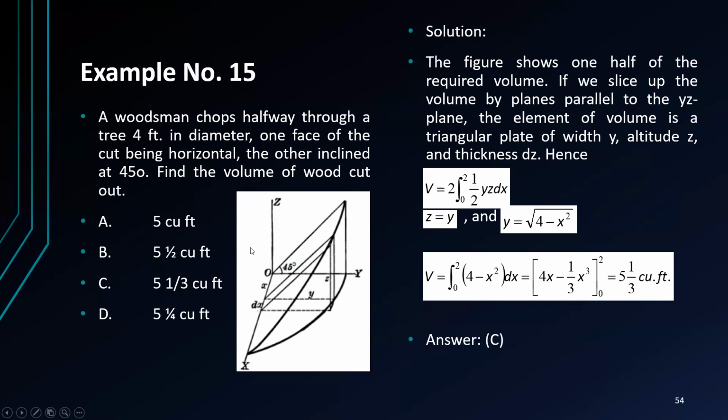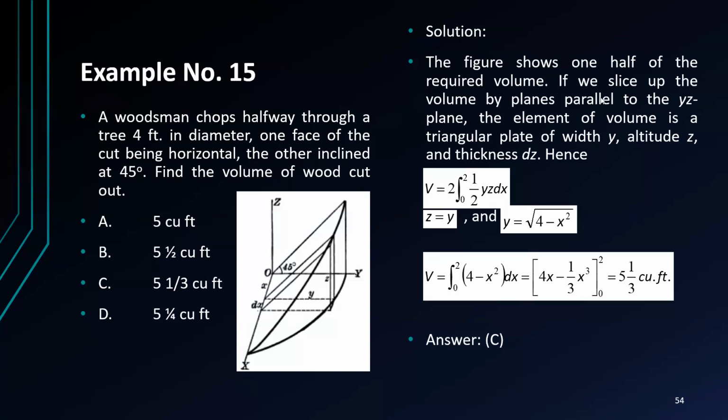What is the volume of the halfway cut? So, this is the cut. Halfway, so the cut reaches the middle, the diameter. It is divided at 45 degrees from the horizontal, hitting the center. Okay? The figure shows 1/2 of the required volume, because there is still the other side.